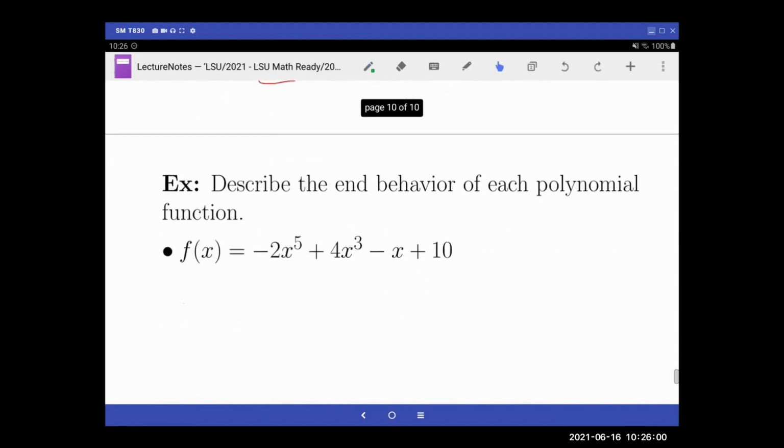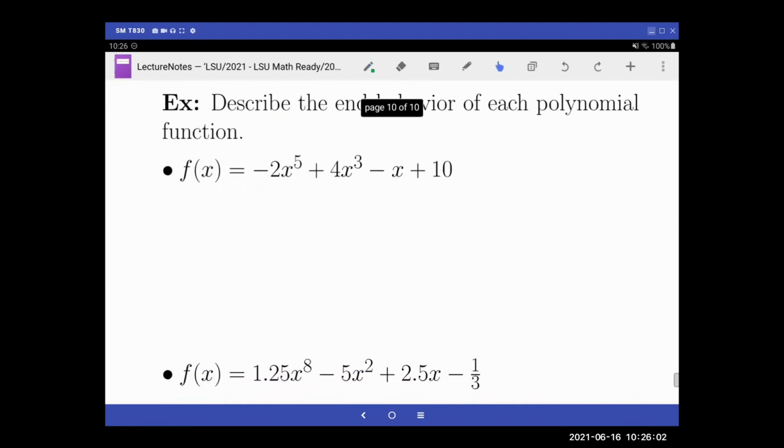All right, and so lastly, let's talk about the end behavior. So we just mentioned this a second ago, but we said if you look at the leading coefficient, you can determine whether or not the graph goes up to the right or down to the right. Okay, so we'll start with that. Looking at the leading coefficient of this one, it's negative, so I know that the graph goes down to the right.